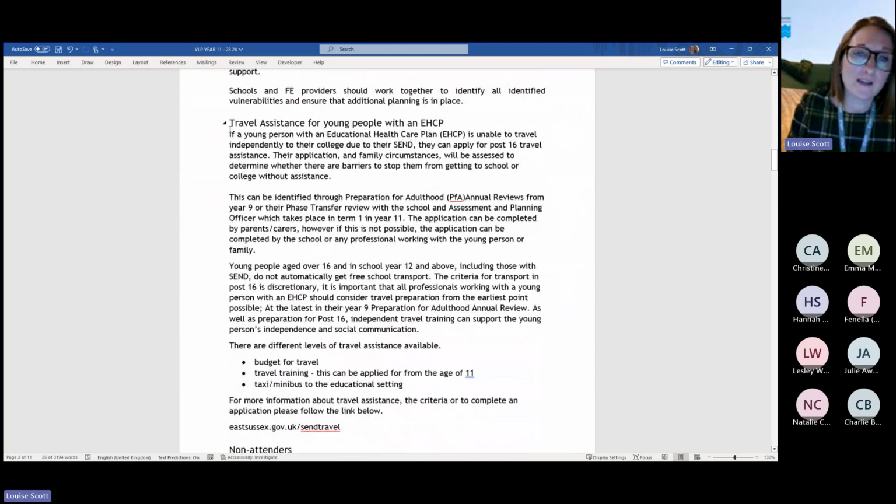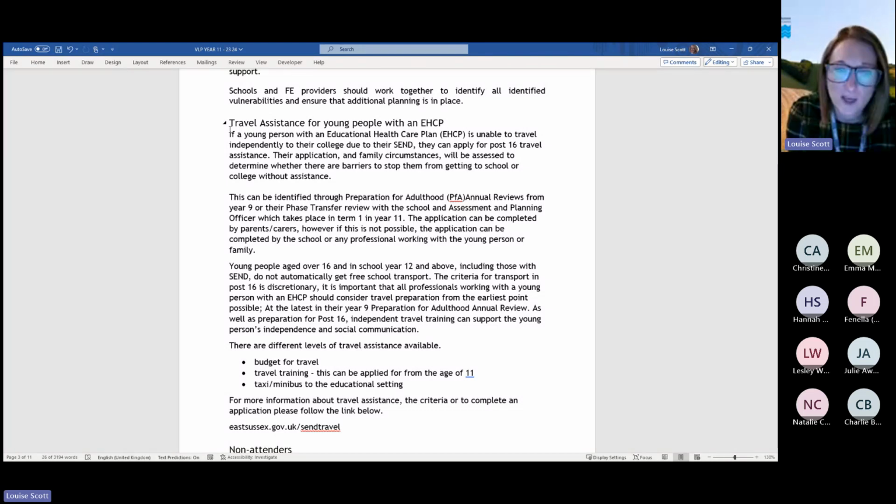Then we've got a paragraph around travel assistance for young people with an EHCP. This came directly from the serious case review. It was really important to highlight travel for young people with an educational healthcare plan, as travel for young people with an EHCP is discretionary in post-16, and it can be a barrier for young people moving into post-16.